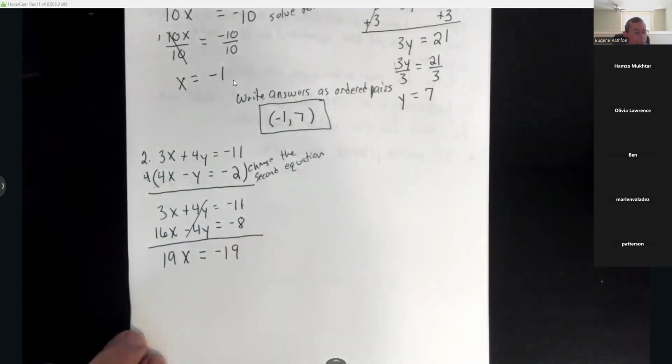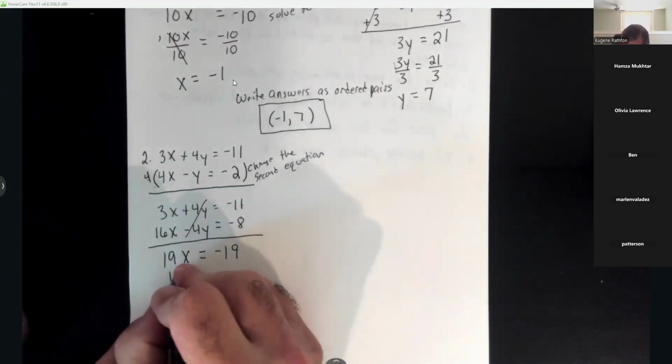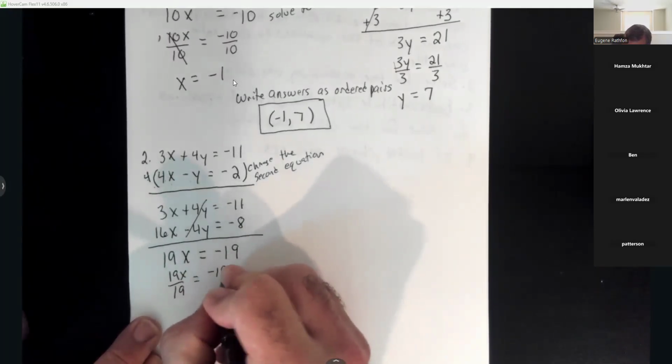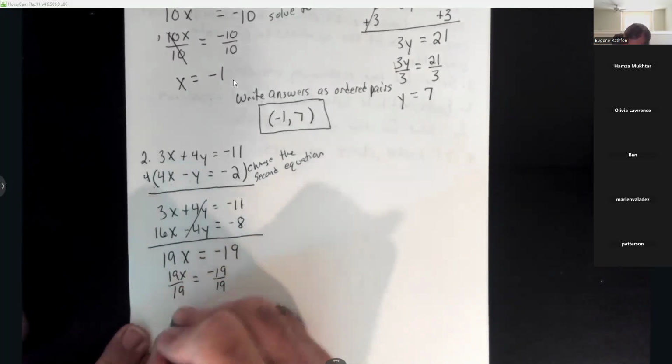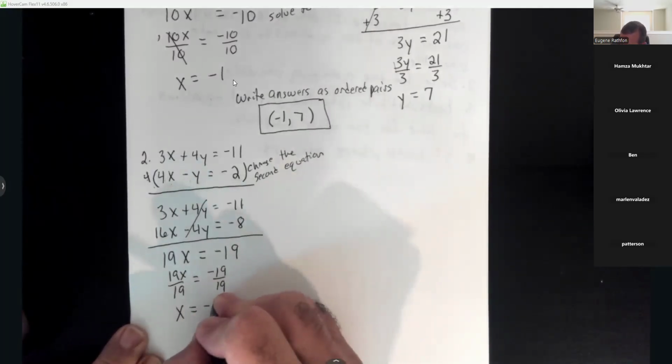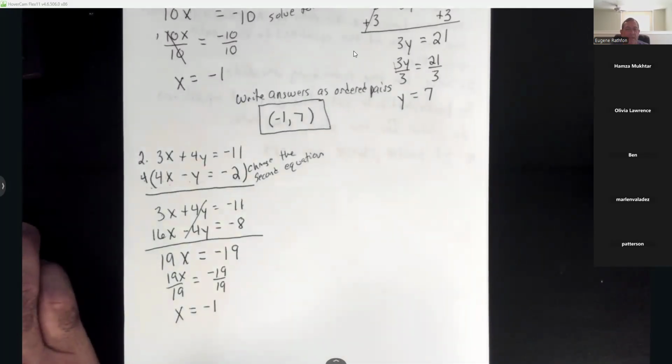And Hamza, you done got it. It's a negative 1, right? Because I'm going to divide both sides by 19. So that cancels, giving me a 1x. And then negative by positive makes that a negative 1. So y'all, good job. We know what x is.